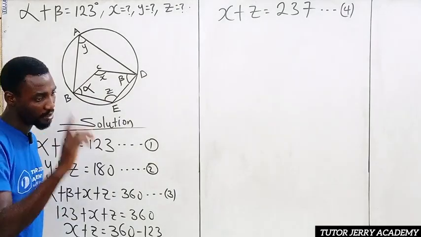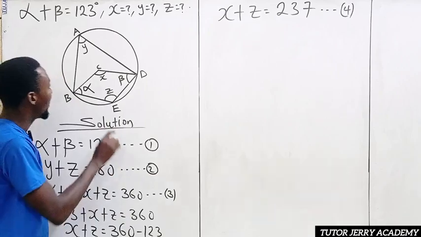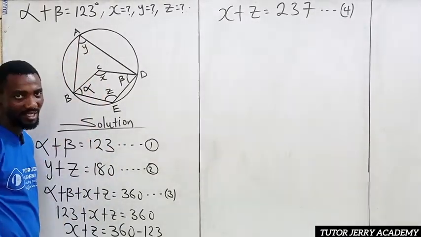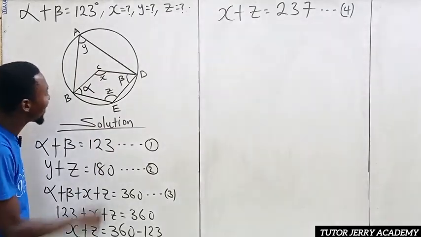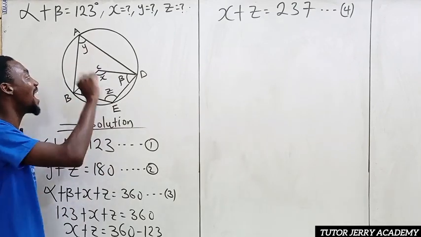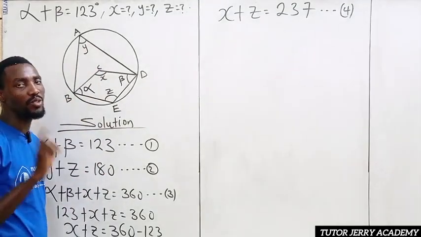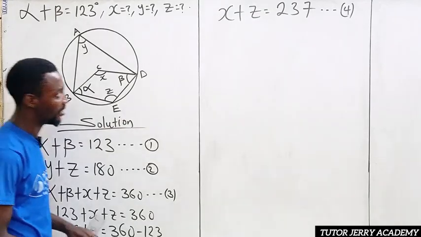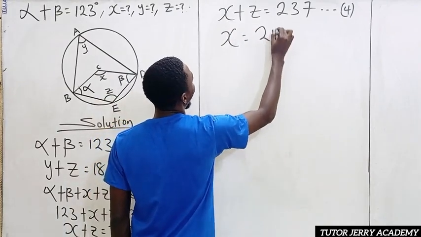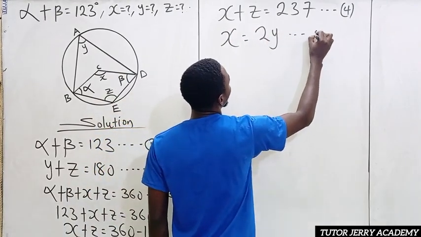And we note from geometry that the angle at the center of the circle is twice the angle at the circumference. Is that clear? So we are going to note that our s is equal to twice of y. Why? Because the angle at the center of the circle is twice the angle at the circumference. So s is equal to 2y. Let's call this equation number 5.